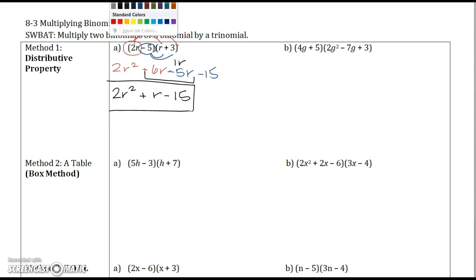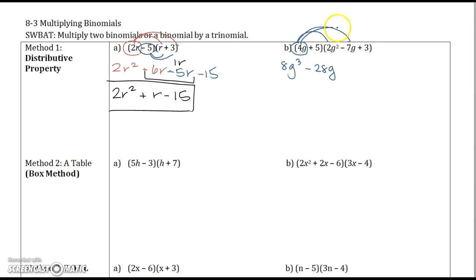Let's try it again, but now we're going to use it using a binomial times a trinomial. So I'm taking this first term. 4g times 2g squared is 8g cubed. 4g times negative 7g is negative 28g. 4g times 3, 12g. It's kind of nice and organized if you do it this way, if you're using two different colors. Then you're going to take the 5.